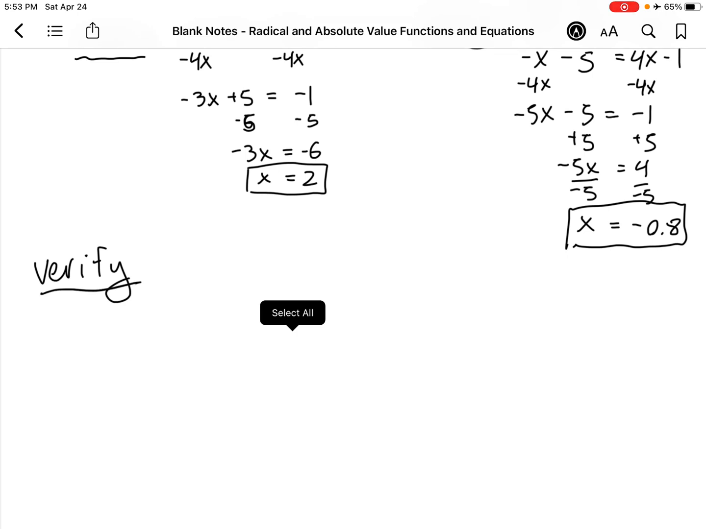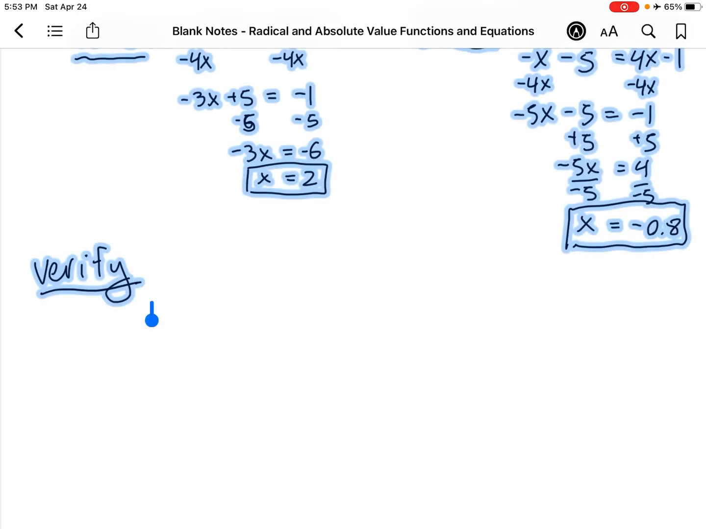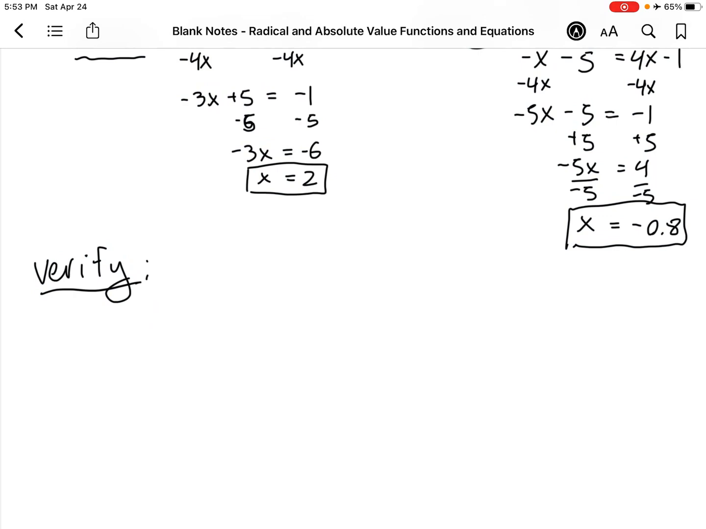Okay, so my original equation, whoops, I don't know why I'm selecting all. Let's see how I undo that. Okay, maybe, there we go.